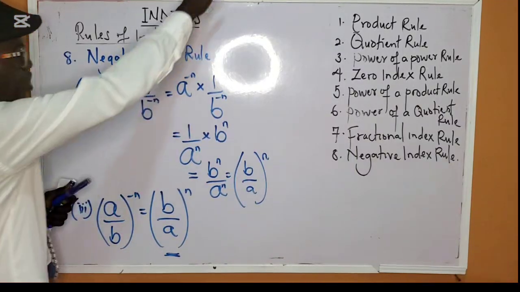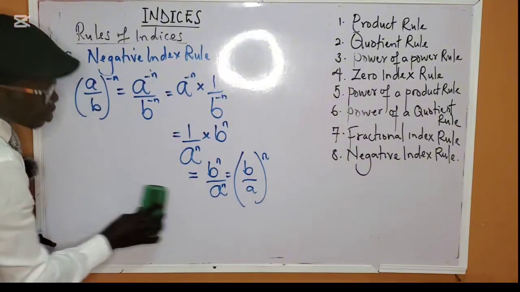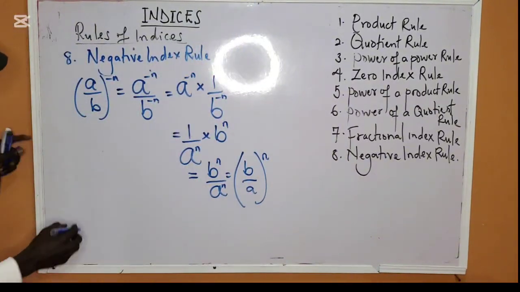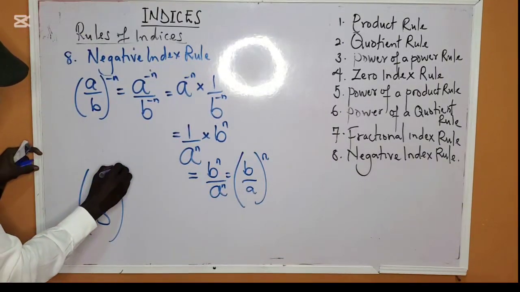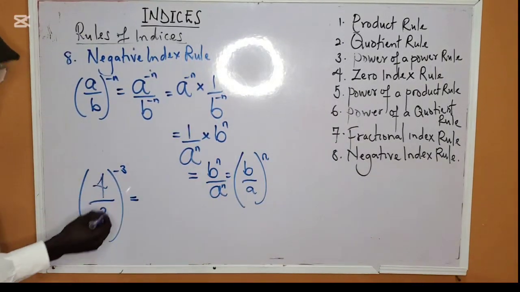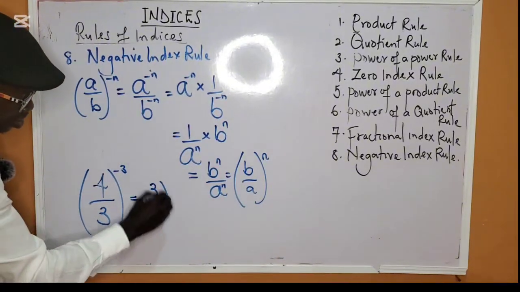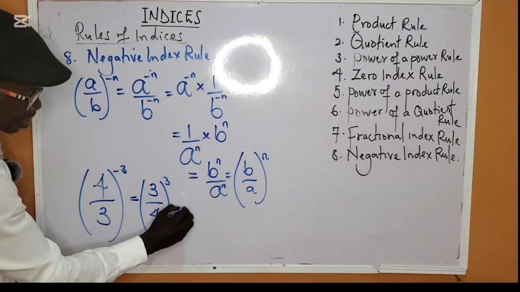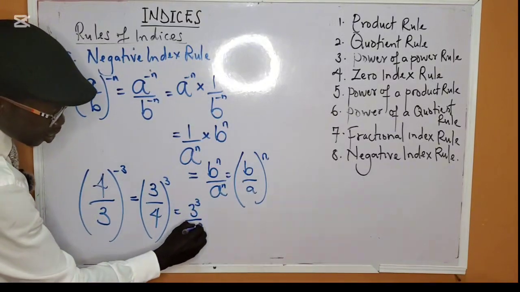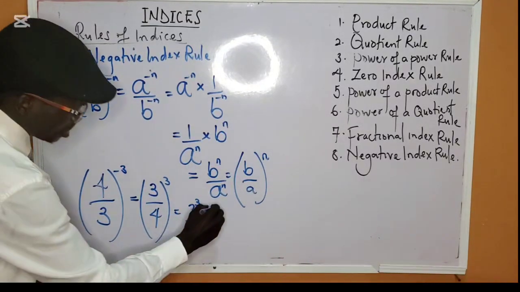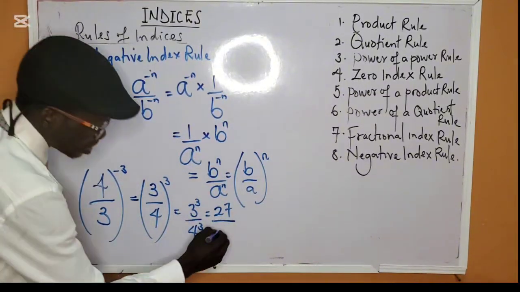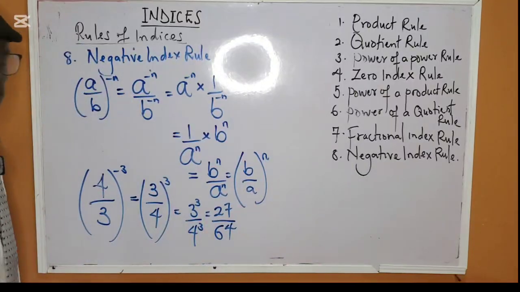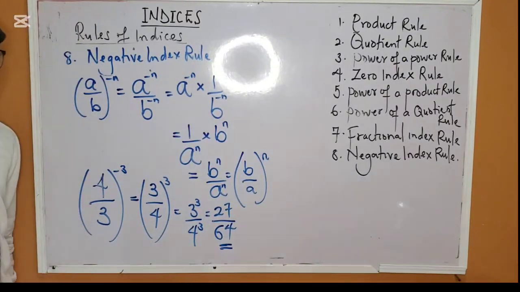So let's take an example on this. This question, if I have 4 over 3 raised to the power of minus 3, I will just swap it. It's going to be 3 over 4 raised to the power of 3. That is 3 cubed over 4 cubed. What's 3 cubed? 3 cubed is 27. That's 3 multiplied by 3 multiplied by 3, divided by 4 cubed, that is 64. So that is our answer. It is as simple as that.